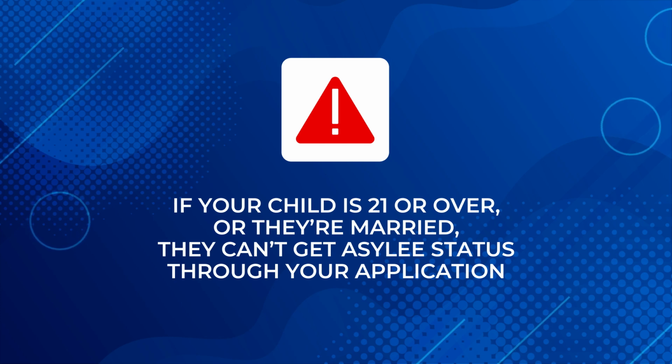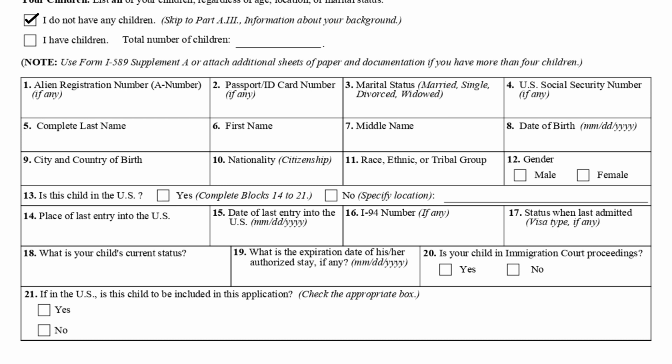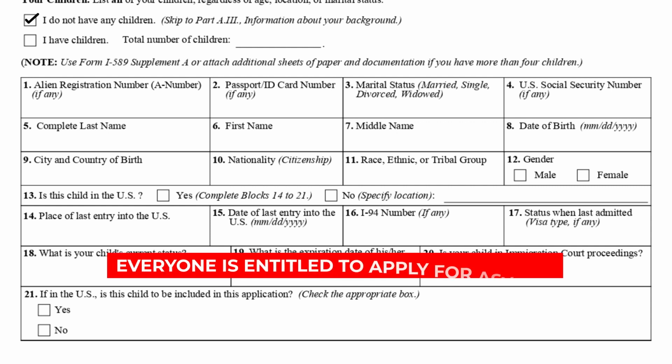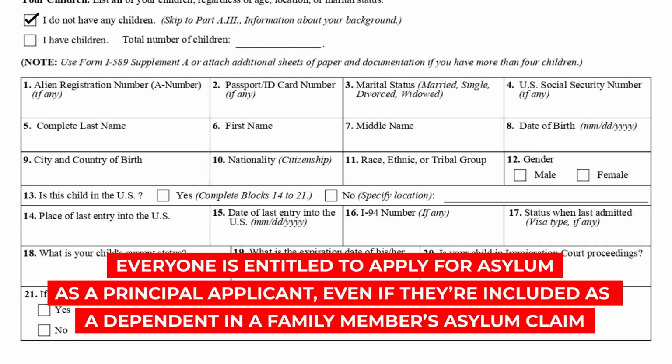in which they are the principal applicant. Before we move on to the next section, let me just note that your spouse and children can file their own asylum applications if they want to, even if they're eligible to be included as a dependent in your claim. It's perfectly acceptable for multiple people in a family to pursue their own asylum applications, even while being a dependent in another person's asylum case.